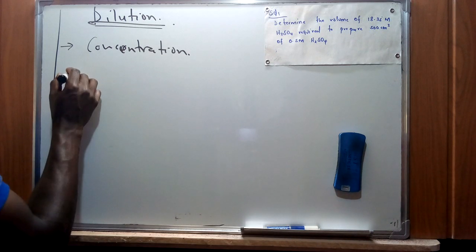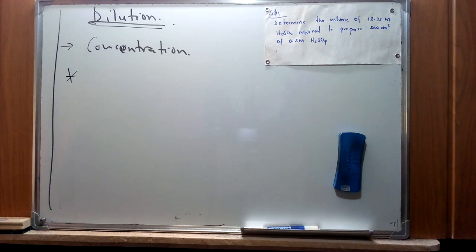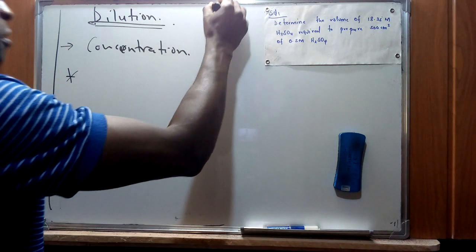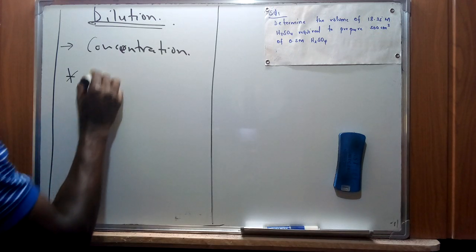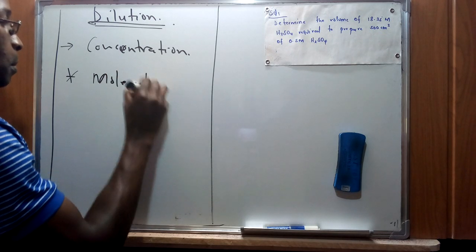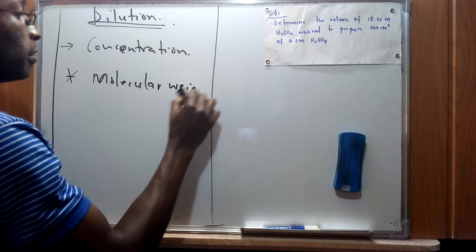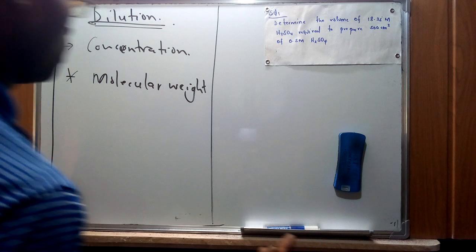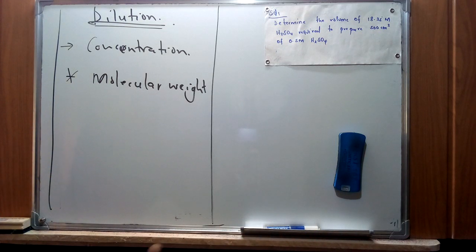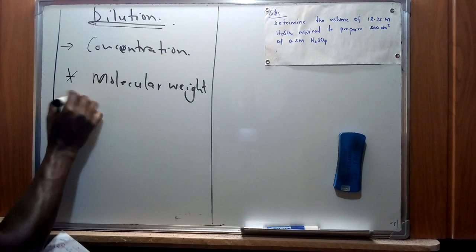Now, when we purchase a specific chemical commercially, it comes with specific labels that bear the molecular weight. So the inscriptions on these commercial containers that contain chemicals carry information on the chemicals, and one of them is the molecular weight.